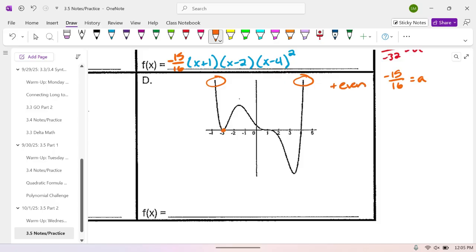My roots are -3, 1, and 4. So if I write the factors, remember, you just write it as x, and then you switch the sign of the root. So this will be x plus 3, x minus 1, x minus 4. All I did was take these roots and flip the signs.